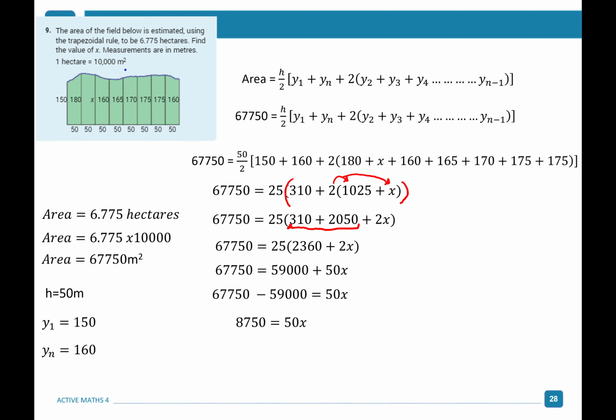I still want x on its own, so at the very end I divide by the value that's attached to my x. So I'm dividing both sides by 50. This gives me x is equal to 8,750 over 50, and dividing that out, we get 175 meters is equal to our value of x. Okay, so when we're looking for an unknown value, we just substitute in what we're given and manipulate our equation so we have our unknown on one side of the equation and everything else on the other side. Please pause and take down this example.